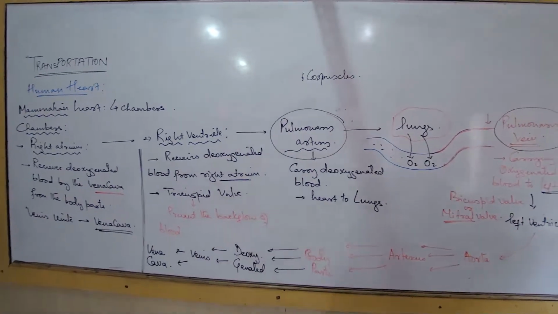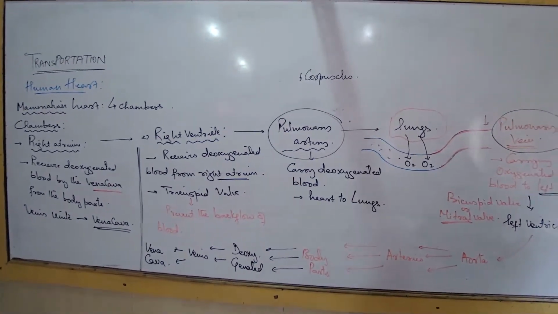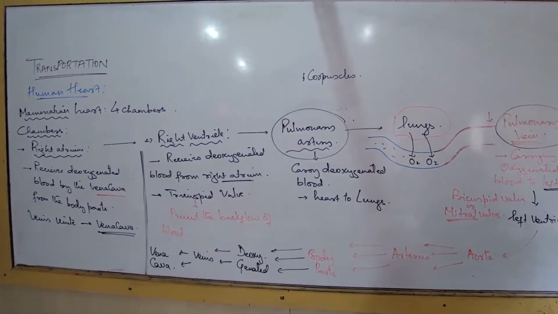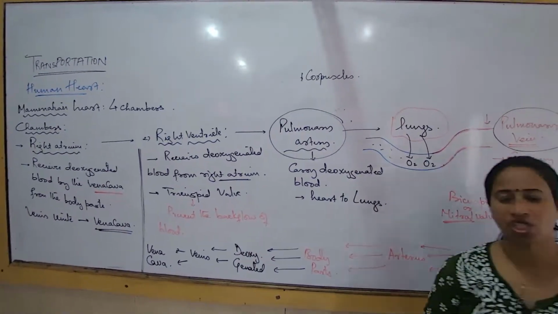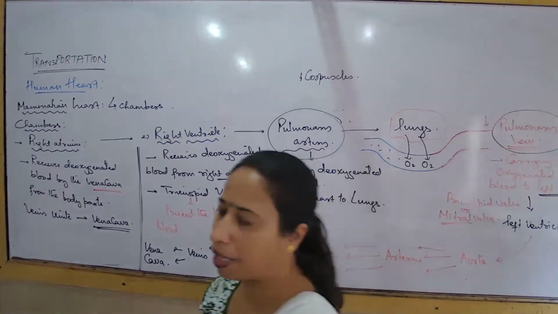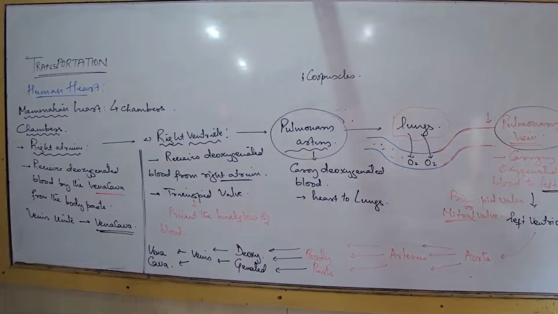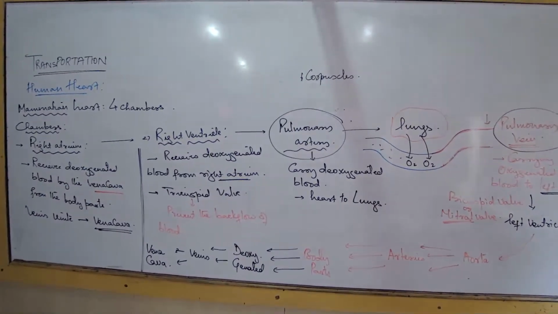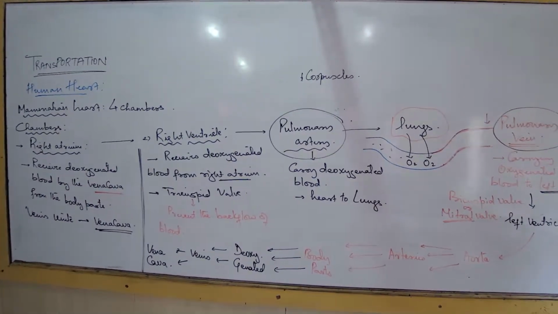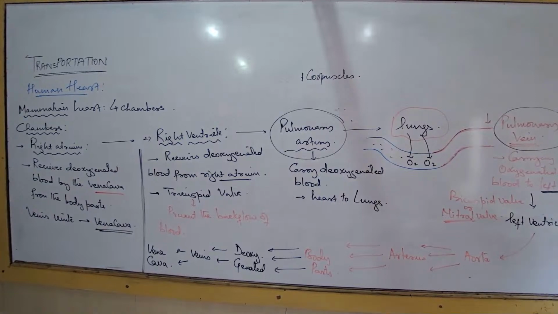Between left atrium and left ventricle, the bicuspid. Clear? All these points are clear? The basic structure, the valves, pulmonary artery, aorta. What is the difference between pulmonary artery and aorta? Can you tell me one difference?